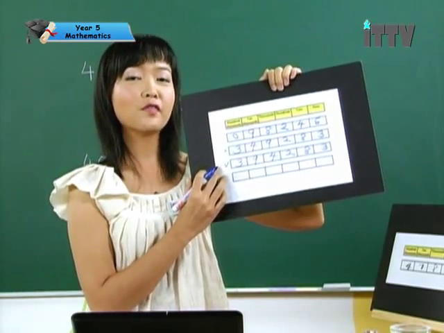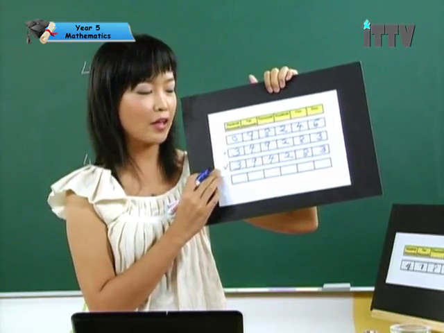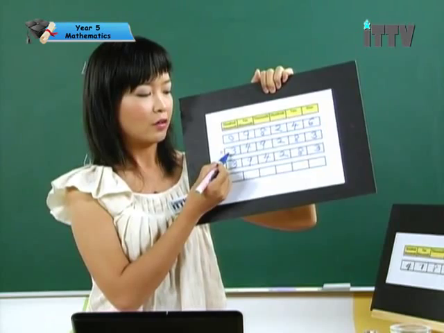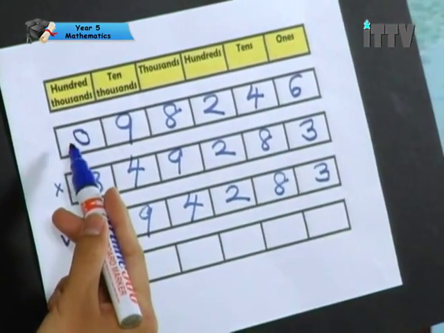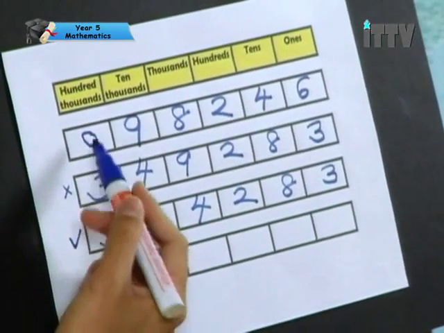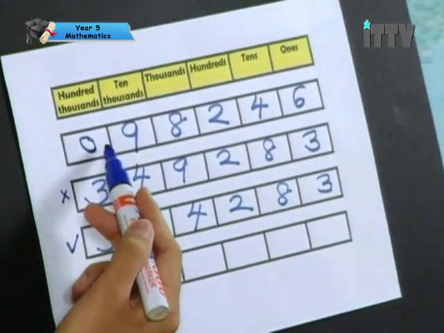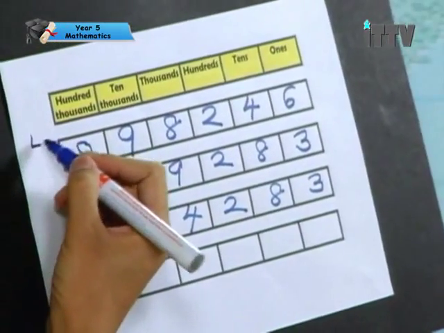The question wants us to also find the smallest number, the least value one. So we have these two left, 3 and 0, which is bigger. This one is bigger than this one, isn't it? So this is the least value.